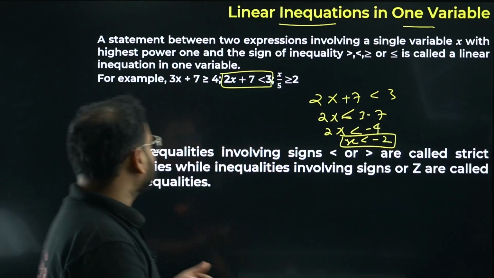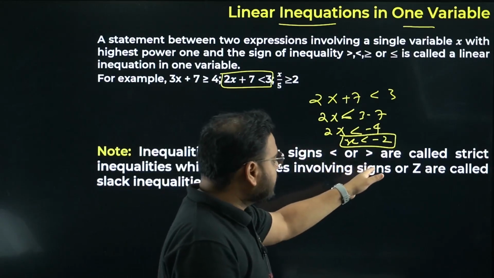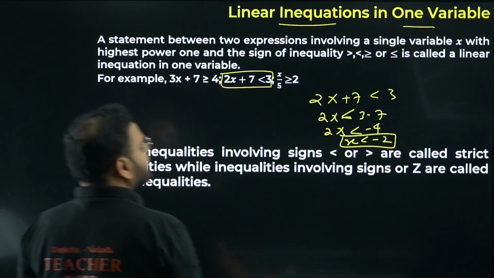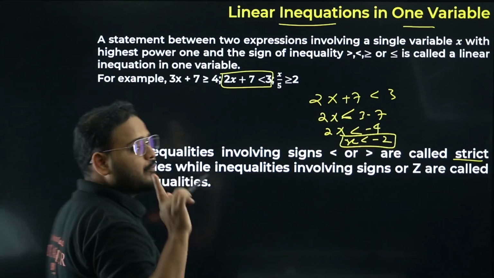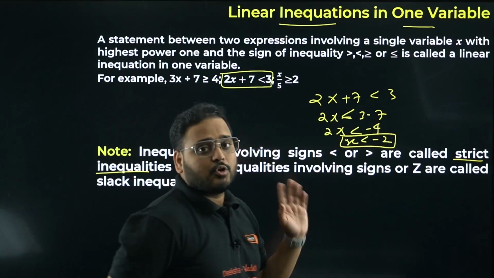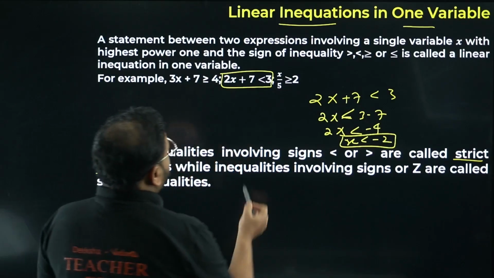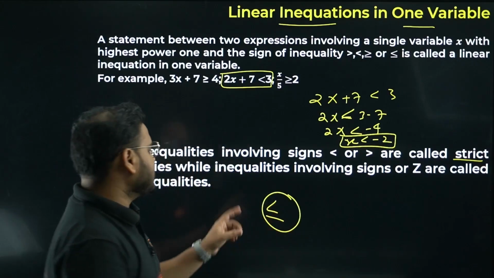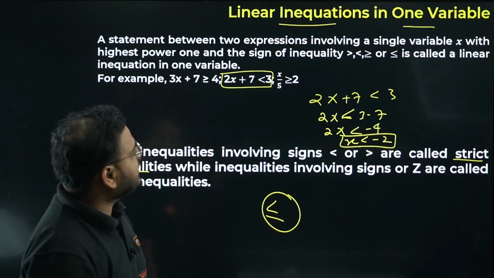Okay, so please have a look. Again notice there, inequalities involving signs less than or greater than are called strict. Please check here, the word is strict inequalities, meaning it has only one sign, less than, and not equal to is present over there. But if you have this case, this is not called strict inequalities because it has both less than and also the equal to condition present over here. Okay, as already explained to you.